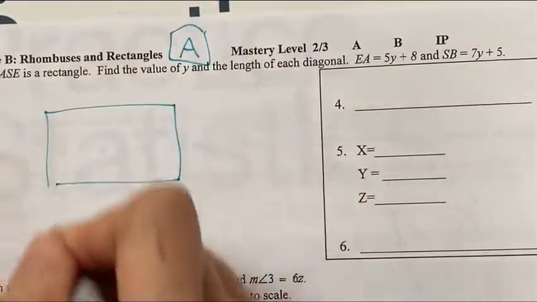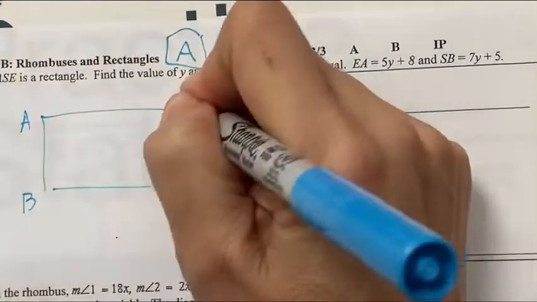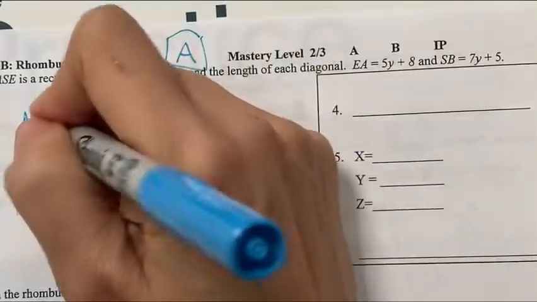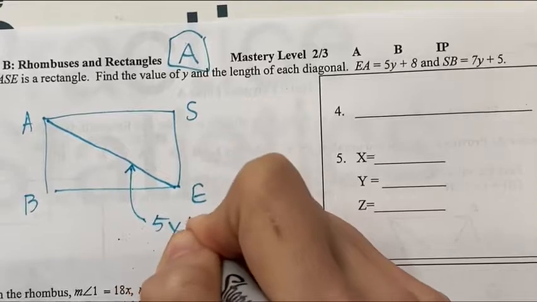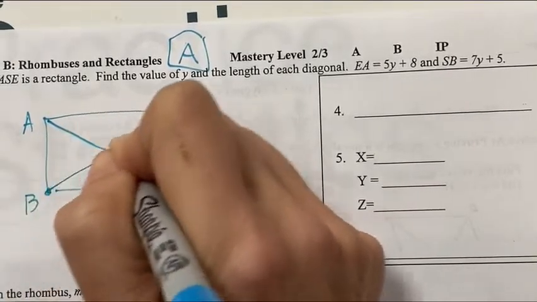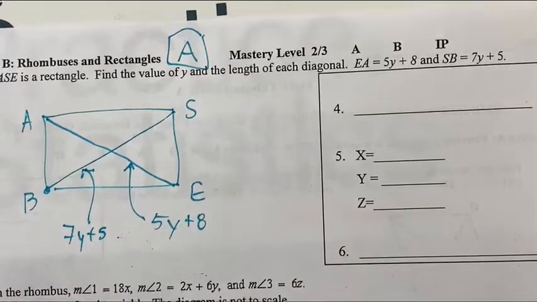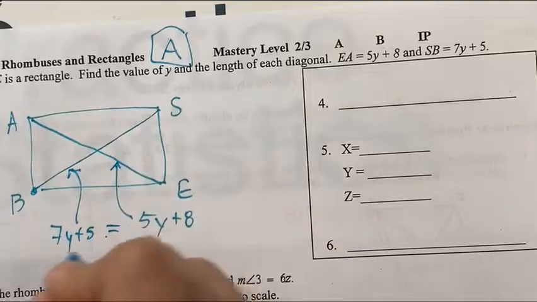Now here's your rectangle. It says that the rectangle is called BASE. Find the values of EA. So this diagonal is 5y plus 8. And this diagonal, the whole diagonal, is 7y plus 5. Now, we know with a rectangle, diagonals are equal. So hopefully you set these equal and solved.